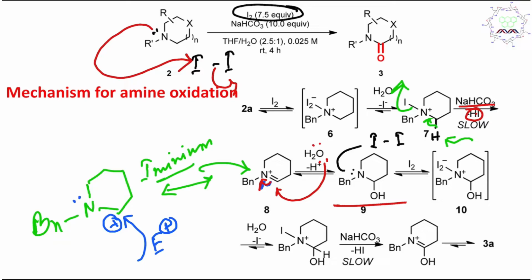This iodine will attack, again leave. This is a Lewis acid-base process, so I am not going into it. So here directly, there is another proton, it will be abstracted, it will go, it will leave, and ultimately it will produce this.